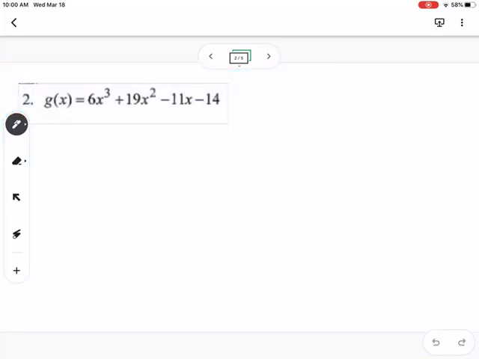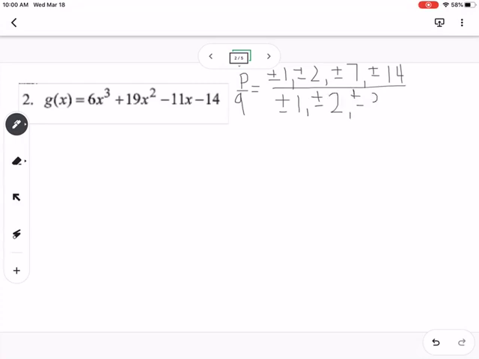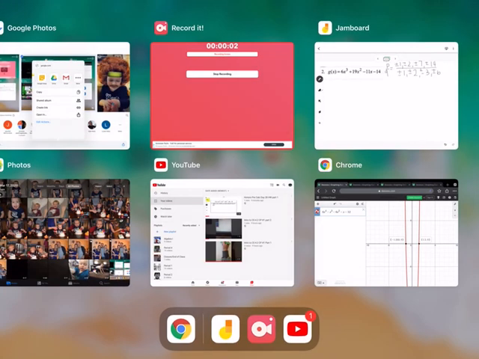Once again, we'll do our possible rational roots, and we can continue the p over q. We're going to have plus or minus 1, plus or minus 2, plus or minus 7, plus or minus 14, over plus or minus 1, plus or minus 2, plus or minus 3, and plus or minus 6. It's so much easier if the leading coefficient is 1, but that's okay. You could go through and break up each fraction, but since we're using the graphing calculator, let's just save time and our sanity.